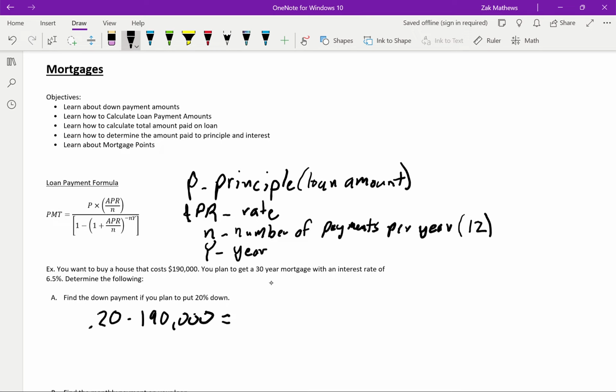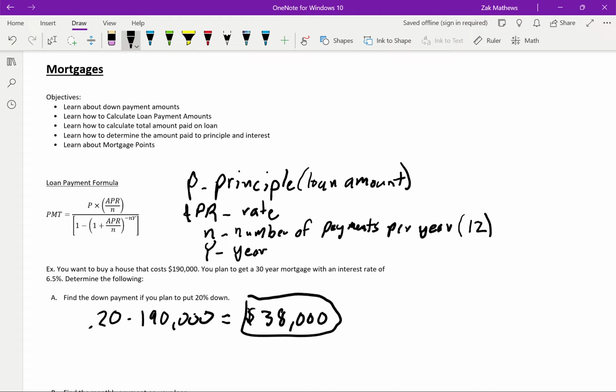So 0.2 or 0.20 times 190,000, and that gives us $38,000. It's not an insubstantial amount. Now we still have to have quite a bit of money to be able to put down a down payment on a house. $38,000. You're going to have to walk in to the closing of the house. You're going to have to give the other person $38,000.